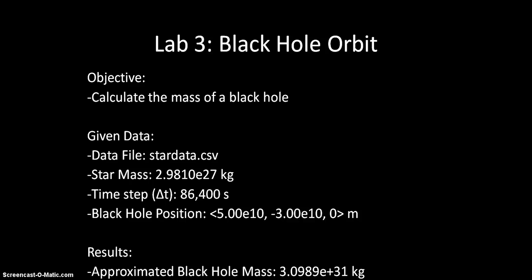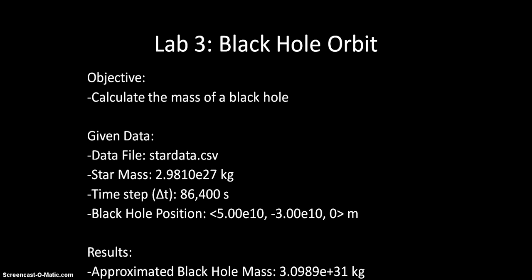The objective of this lab was to use observational data to calculate the mass of a black hole. The given data in this lab was a CSV file filled with positions of a star as it orbited this black hole, the star's mass, the time step, which was 86,400 seconds or 1 Earth day, and the position of the black hole. The result of this lab was the mass of the black hole, which was approximated to be 3.0989 times 10 to the 31st kilograms.